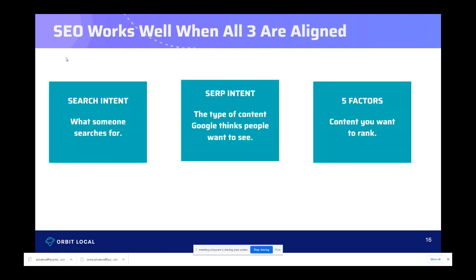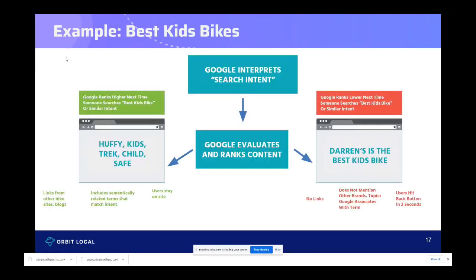So when we talk about how to do SEO this year, next year, last year, it's pretty much going towards this alignment where you have search intent, what someone sitting at a computer is searching for, and SERP intent. That's the type of content Google thinks people want to see. And we'll get into that. And then we have your 5 factors on your website, and that's basically your page, the content you want to rank. So we're going to take a look at this with a few examples.